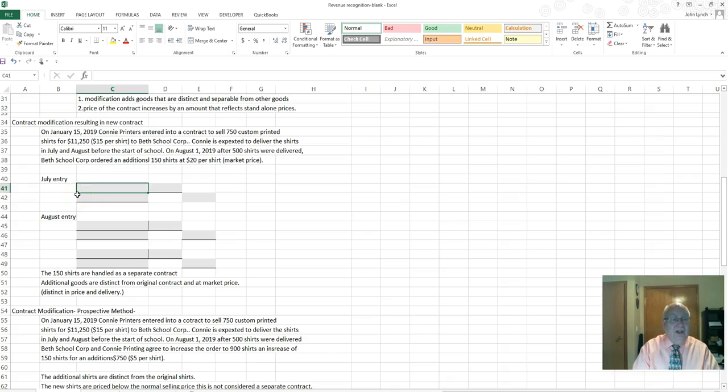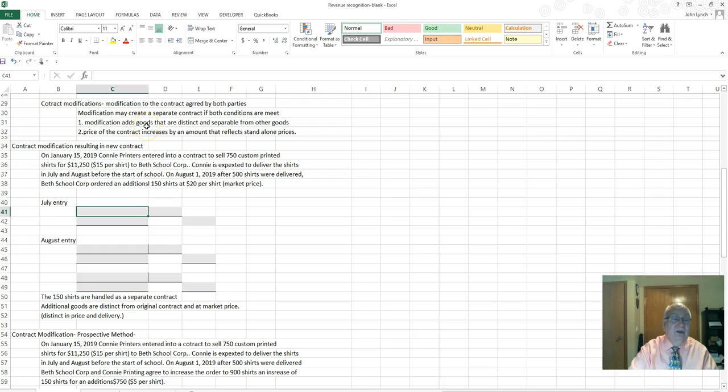is on January 15th, Connie Printers entered into a contract to sell 750 custom printed shirts for $11,250 or $15 a shirt. Connie is expected to deliver the shirts in July and August before the start of the school year. On August 1st, 2019, after 500 shirts were delivered, Beth ordered an additional 150 shirts at $20 a shirt, which was the market price. So in this case, remember, modification adds goods or services that are distinct. Well, they are distinct because there's 150 different shirts that we ordered, and it's at market price.